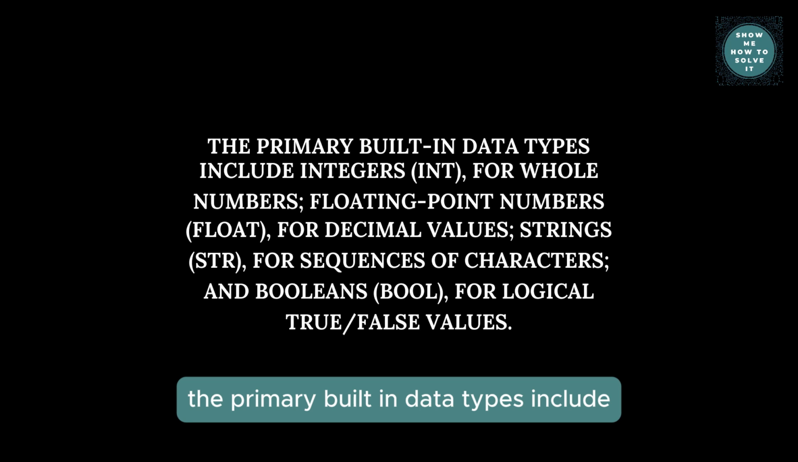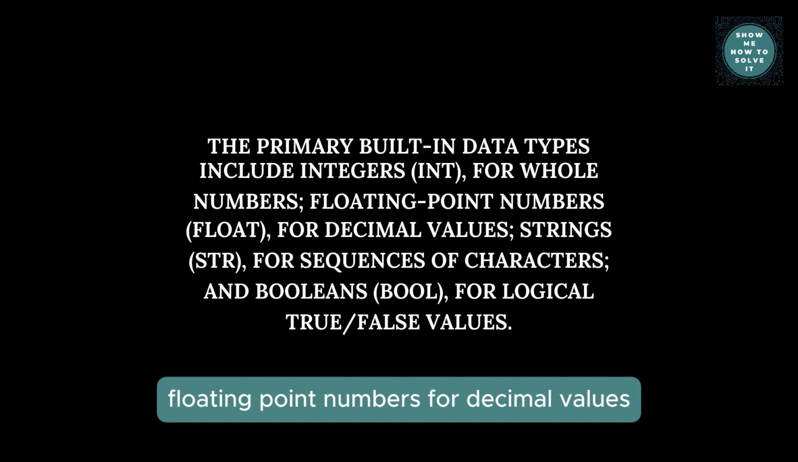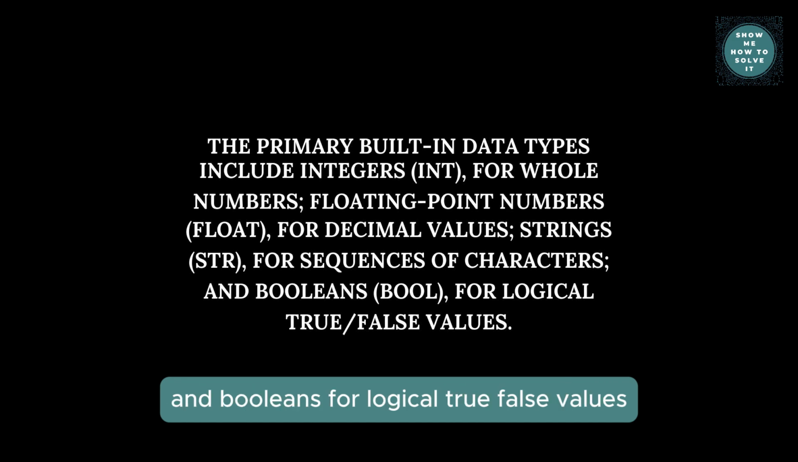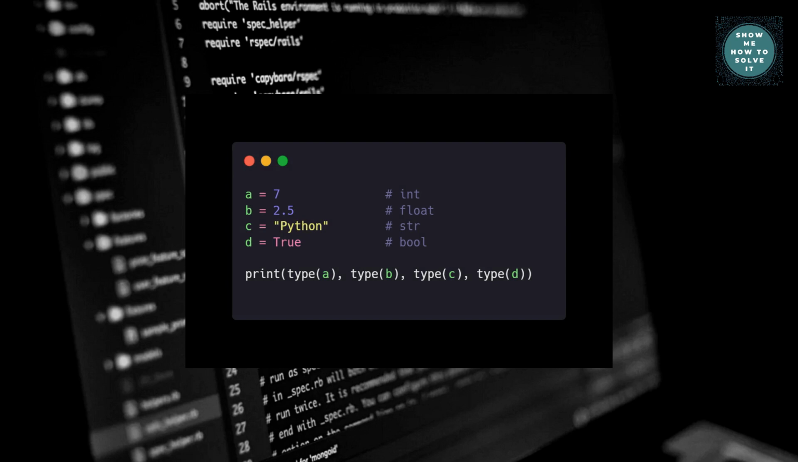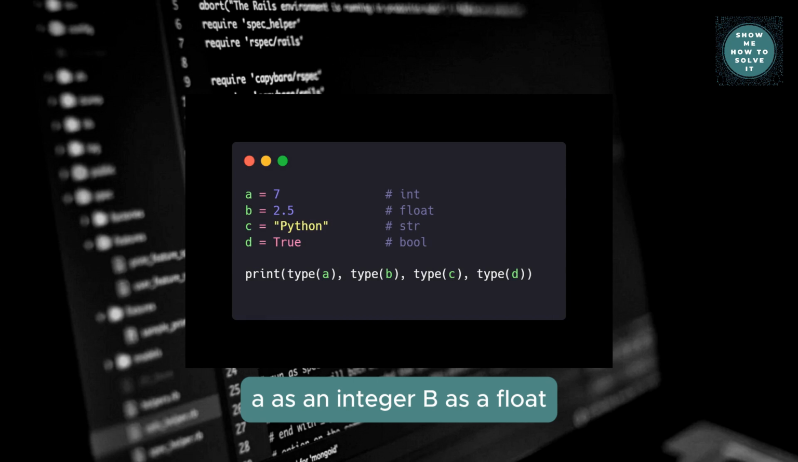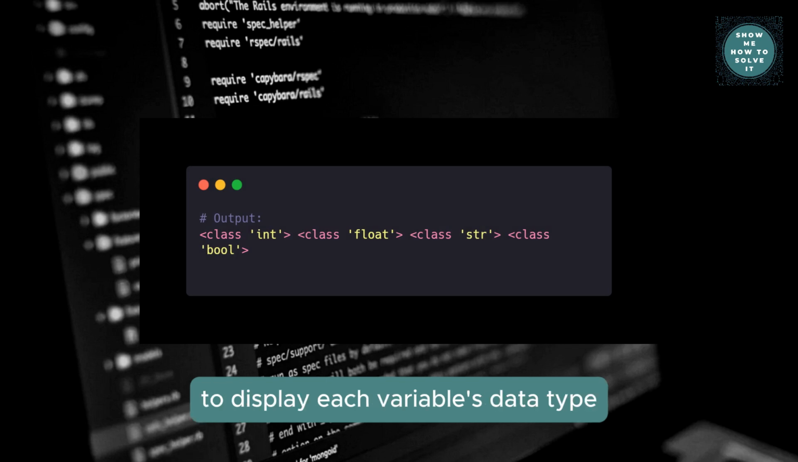The primary built-in data types include integers for whole numbers, floating point numbers for decimal values, strings for sequences of characters, and booleans for logical true-false values. In this snippet, we create 4 variables: a as an integer, b as a float, c as a string, and d as a boolean, and then use print(type()) to display each variable's data type.